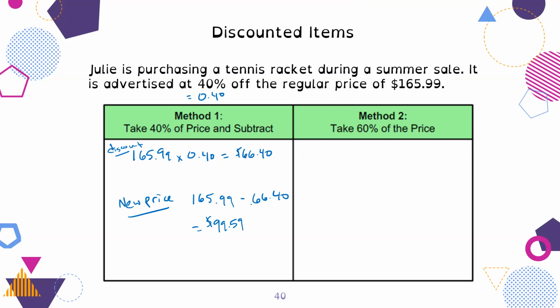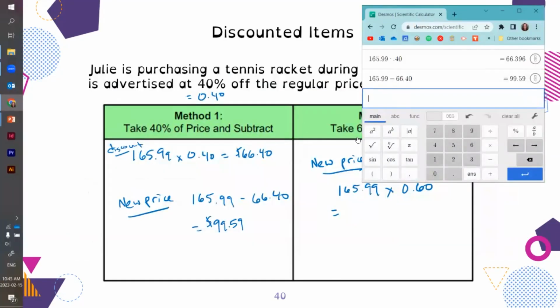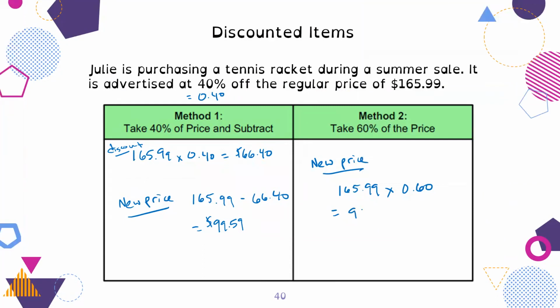after the discount. If instead we want to do the second method, which is where we just find the new price from the get-go, we don't find the discount. So that means that we do $165.99 times 60%, which is 0.60. So if we do that on our calculator, we see that we get $99.59. So we get the same thing. Again, either way is totally fine. You do whatever works best for you and makes most sense in your brain.